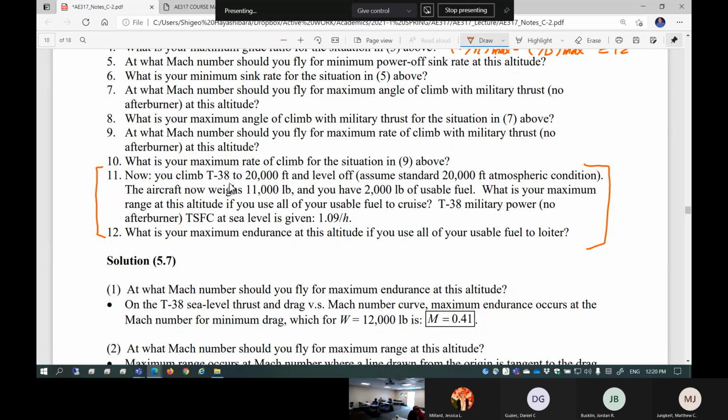Now, you climb the T-38 to 20,000 feet and level off. Assume standard 20,000 feet atmospheric condition. The aircraft now weighs 11,000 pounds, and you have 2,000 pounds of usable fuel. What do you mean by that? At the beginning, you have 11,000 pounds of airplane weight, including fuel. But at the very end, after you consume all the fuel, you have 9,000 pounds of weight. So what is the average weight? 10,000 pounds average.